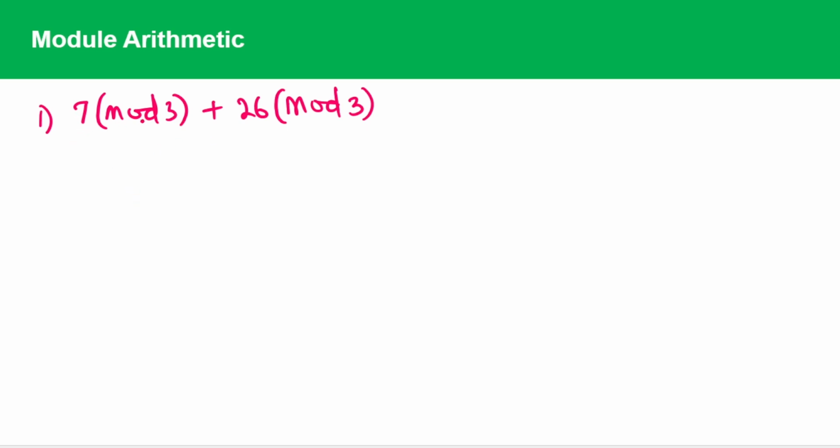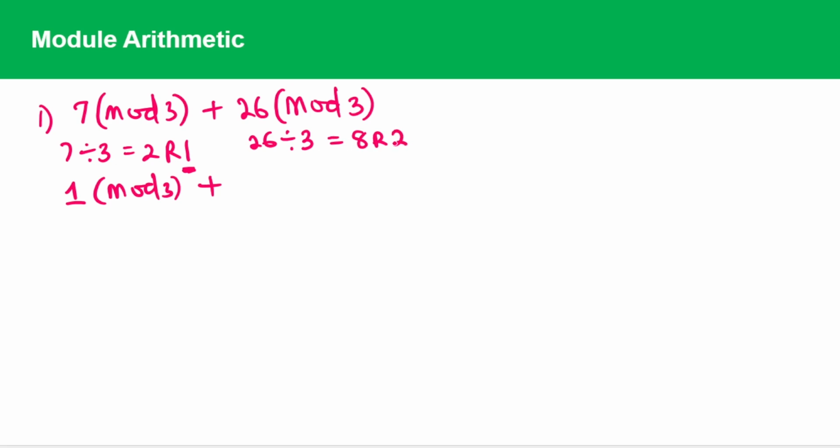Let's simplify 7 mod 3. 7 divided by 3 gives us 2 remainder 1. So this 1 is our answer. So 7 mod 3 will be 1 mod 3. Similarly, if we simplify 26 mod 3, that will be 26 divided by 3, and that will give us 8 remainder 2. So this 2 is our answer. So we're going to have 2 mod 3.